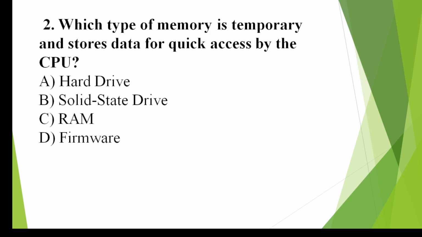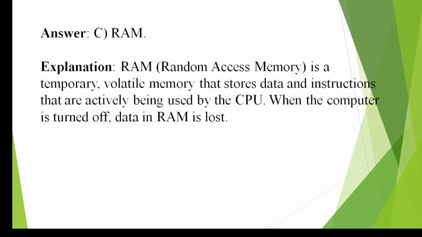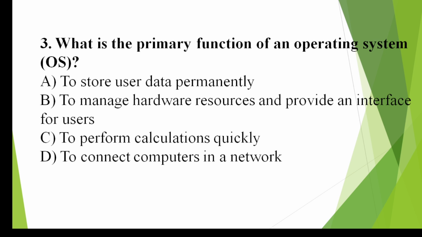Which type of memory is temporary and stores data for quick access by the CPU? A. Hard drive. B. Solid state drive. C. RAM. D. Firmware. The correct answer is C. RAM. RAM, Random Access Memory, is a temporary volatile memory that stores data and instructions that are actively being used by the CPU. When the computer is turned off, data in RAM is lost.